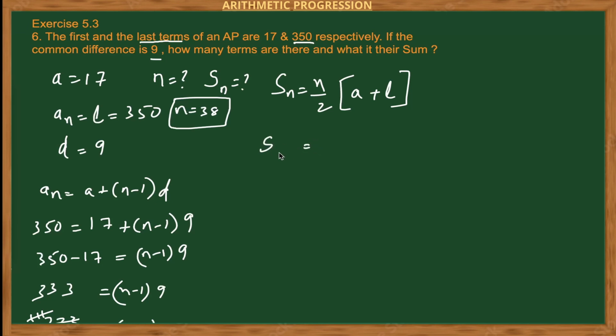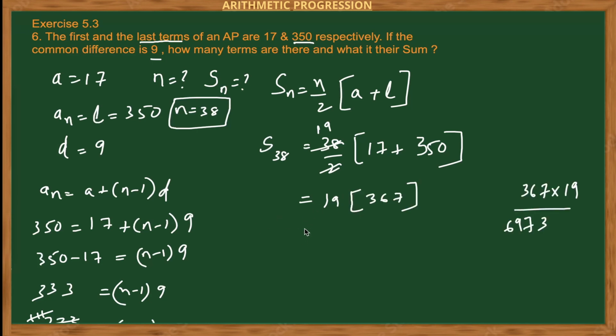This is nothing but S38, equal to n, which is 38, divided by 2 into a, which is 17, plus l, which is given as 350. So 2 goes here. Then this gets added, 367. Further multiplying, we get S38 as 6973.